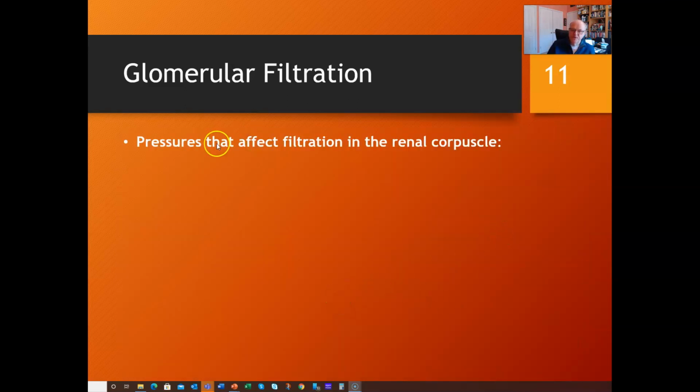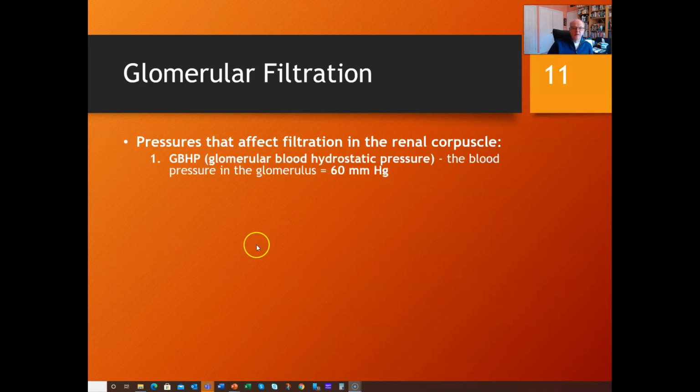So pressures that affect filtration. The glomerular blood hydrostatic pressure. In other words, the blood pressure. So the blood pressure, and the figure we're going to give to this, it's 60 millimeters of mercury. You're familiar that millimeters of mercury is used as a pressure. We did it in the lungs. Well, the pressure here is 60 pushing out. So inside the blood vessel, inside the capillary, pushing out through the filter is 60.